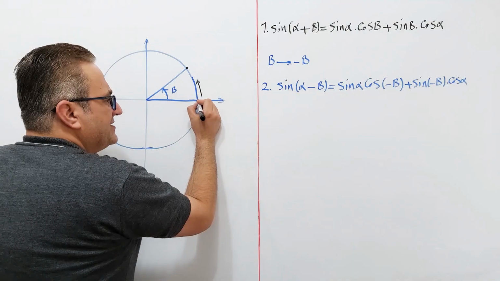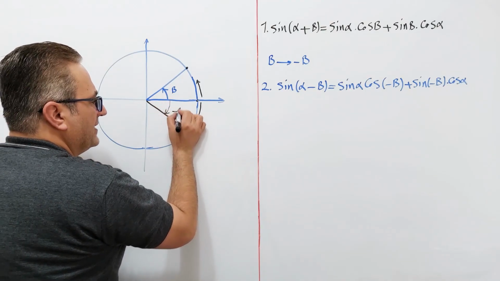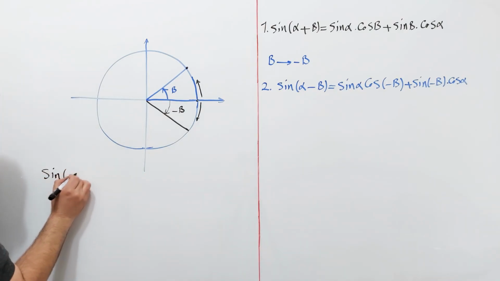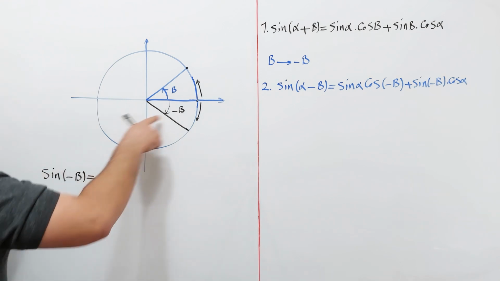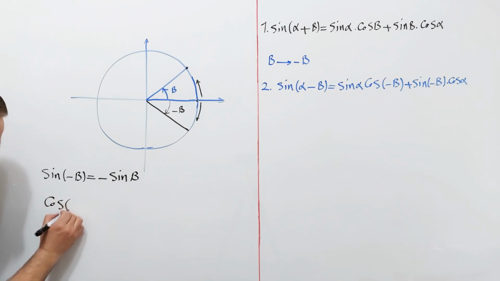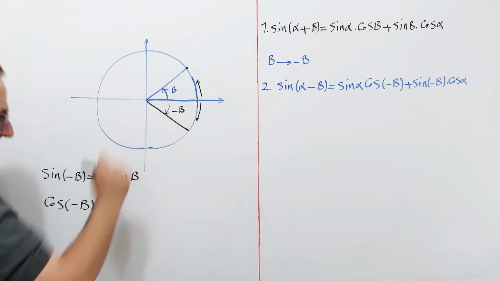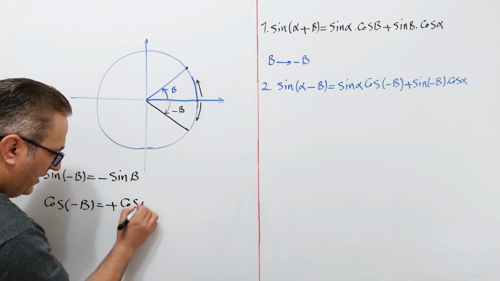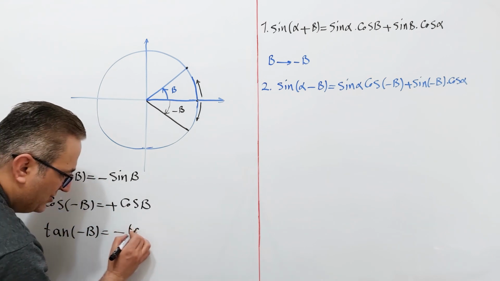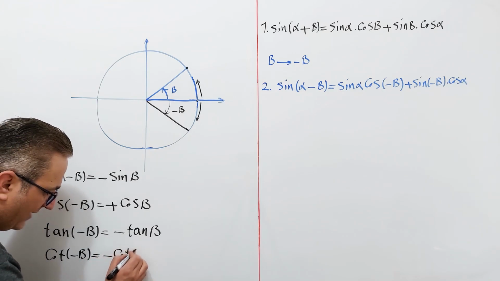Or if I start from the 0 point clockwise, we reach here and this angle is minus beta. So minus beta is in the fourth quadrant. So sine of minus beta is equal to negative sine of beta, since sine in the fourth quadrant is negative, and cosine of minus beta is equal to positive cosine of beta, since cosine in the fourth quadrant is positive, and tangent of minus beta is equal to minus tangent of beta, and cotangent of minus beta is equal to minus cotangent of beta.